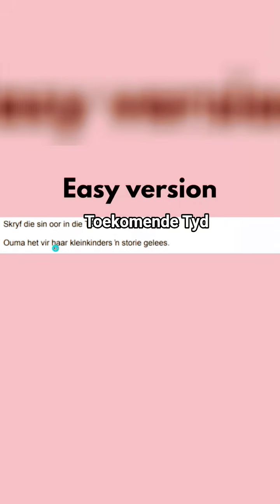So it says ouma het vir haar kleinkinders 'n storie gelees. So het and ge is telling us that this sentence is in the past tense, or in die verlede tyd. Okay? So what we need to do now is put sal here in the place of het, and we need to remove the ge because we don't need it. Okay, that's the one way of doing it, and that's if you're a little bit more advanced.